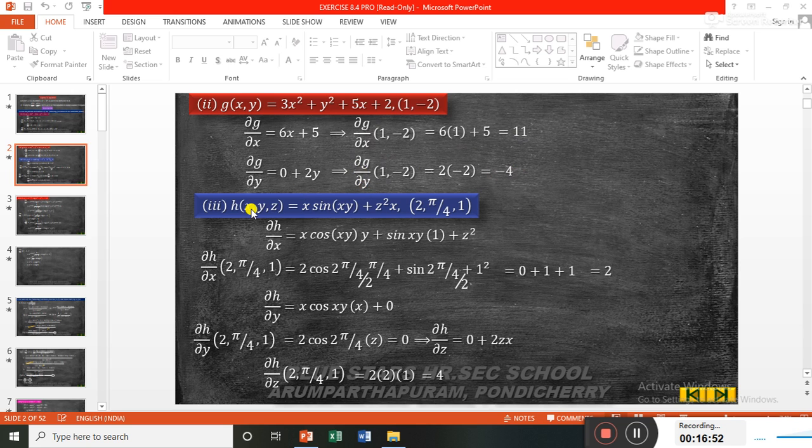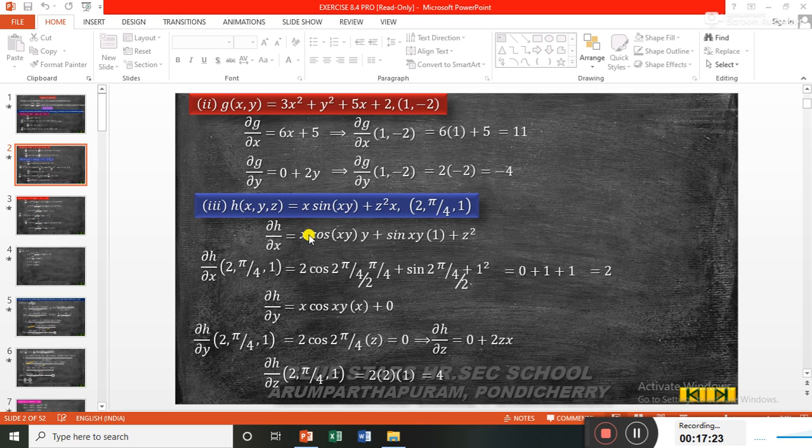Next, third subdivision: h of x, y, z equals x sine of xy plus z square, at the point (2, π/4, 1). So this is the function, and this is the given point. From this we calculate ∂h/∂x. So ∂h/∂x means we differentiate partially with respect to x. There are two functions in the first term: one is x, another one is sine of xy. So we apply the UV method of differentiation.